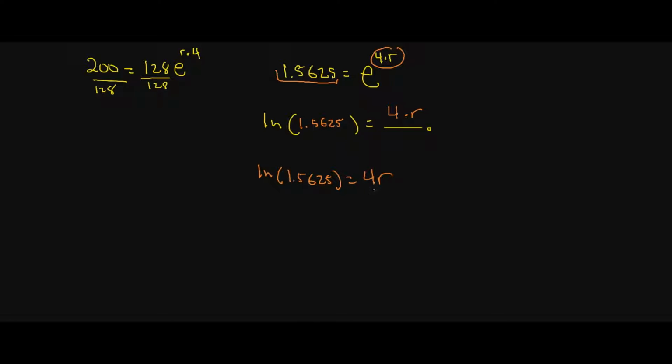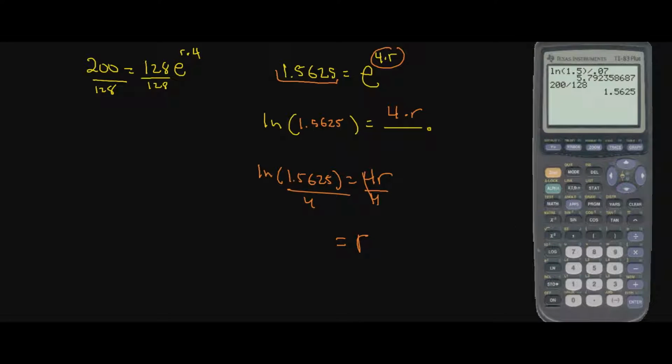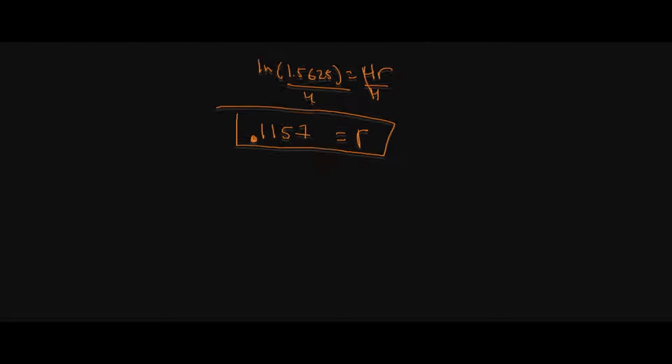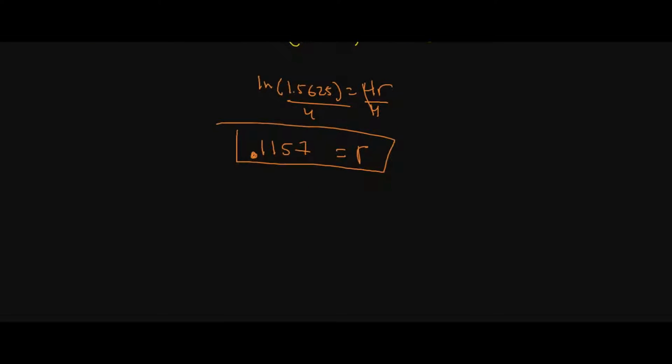Well, what do we do to get rid of the 4? We just divide 4 to both sides, and we're going to get that r is equal to ln of 1.5625 divided by 4, and we get 0.1157. That is my rate.